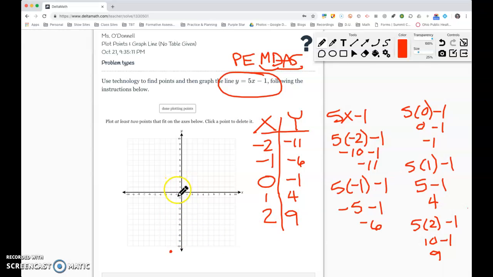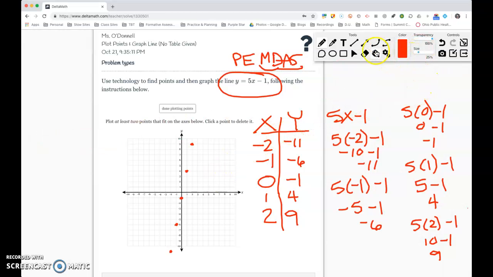So I've got negative 2, negative 11, negative 1, negative 6. I'm going to plot that point. 0, negative 1, and 1, 4, and 2, 9. Plot my points. Okay, and then let's see here. Oh, so they want us to do it a different way. I could do this instead of doing it using my work.